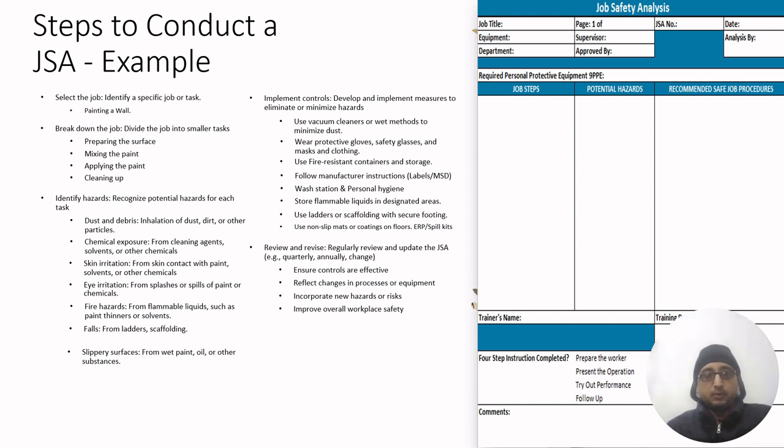The job of lifting is selected. Now let's break it down into the steps. I divided it into four steps. You can divide lifting into four steps. First of all, lifting plan preparation. Second, load preparation. Third, lifting process. And fourth, settling down or placement of the load. Let's see the hazards and controls for each of the steps.